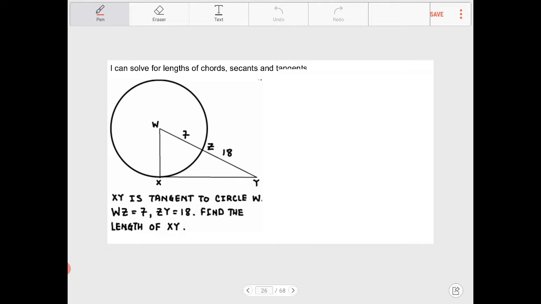Okay, very similar setup. Pause the video to see if you can tackle this. So I have XY is tangent to circle W. WZ is equal to 7. ZY is equal to 18. We need to find the length of XY.